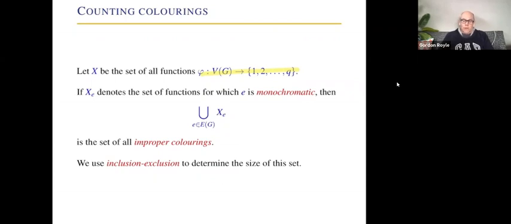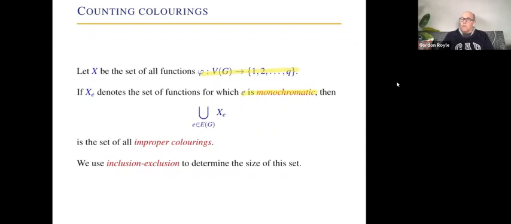So X is a set of every function. That means that some of these functions will actually be proper colorings, and the rest will not. Maybe there's a function that assigns 1 to every vertex. Well, that's not going to be a proper coloring, but it's still a perfectly legitimate function. So X contains proper colorings and improper colorings. Now, let X sub E denote the functions or the colorings for which the edge E is monochromatic. So these are ones that are bad for E. They've colored E badly.